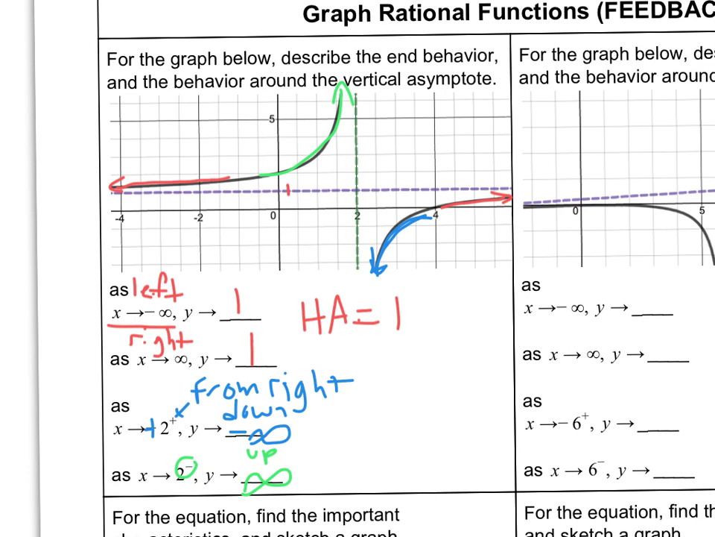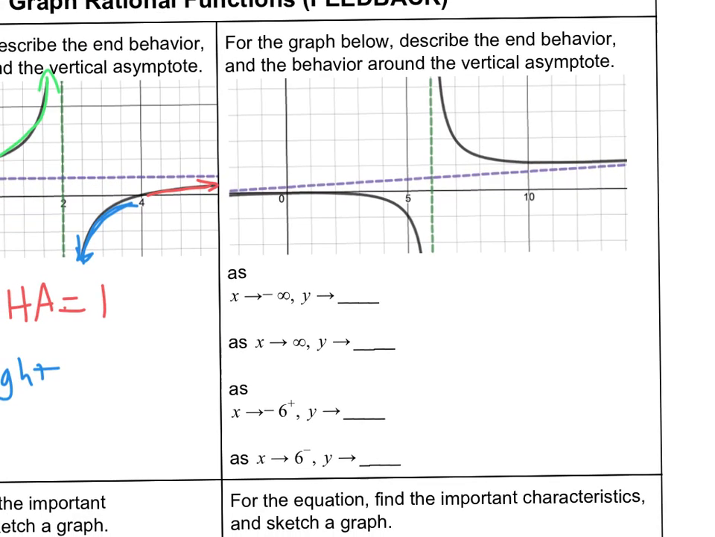I also just want to mention on the next version of this problem here, this is an oblique asymptote.